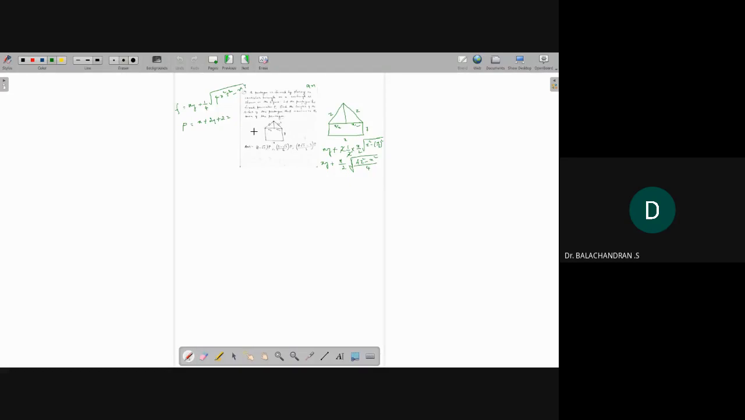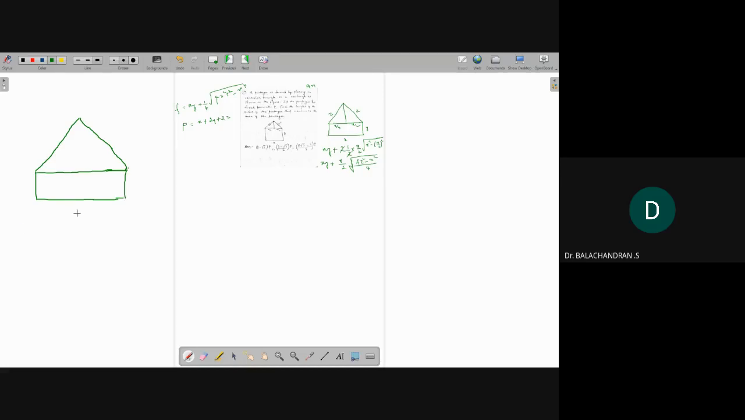A pentagon is formed by placing an isosceles triangle on a rectangle. So here there is an isosceles triangle. Okay. The question is: if your pentagon has a fixed perimeter P, find the lengths of the sides of the pentagon that maximize the area of the pentagon.